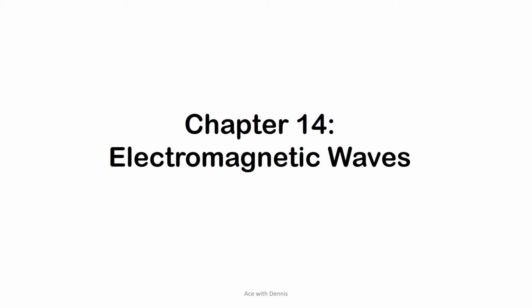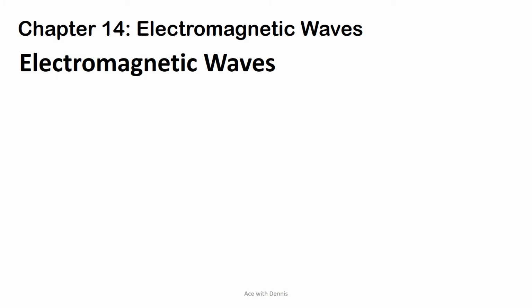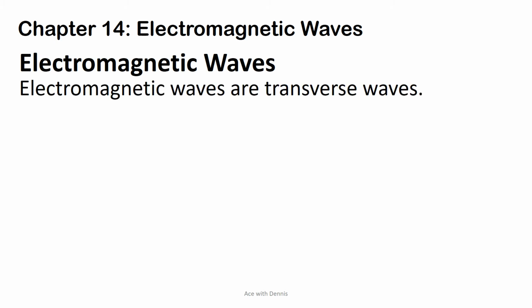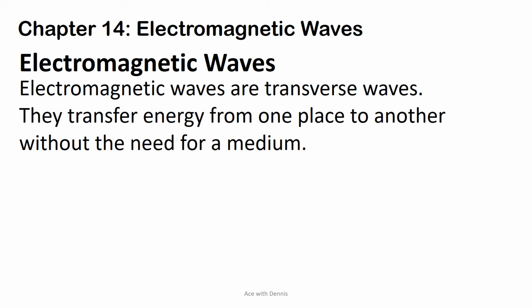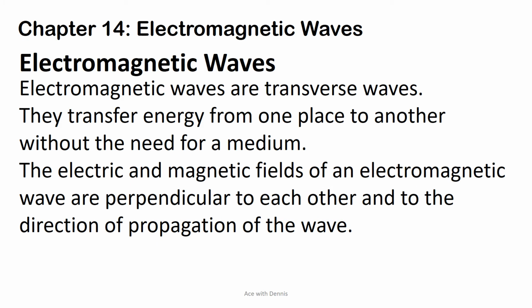Chapter 14. Electromagnetic Waves. Electromagnetic waves are transverse waves. They transfer energy from one place to another without the need for a medium. The electric and magnetic fields of an electromagnetic wave are perpendicular to each other and to the direction of propagation of the wave.